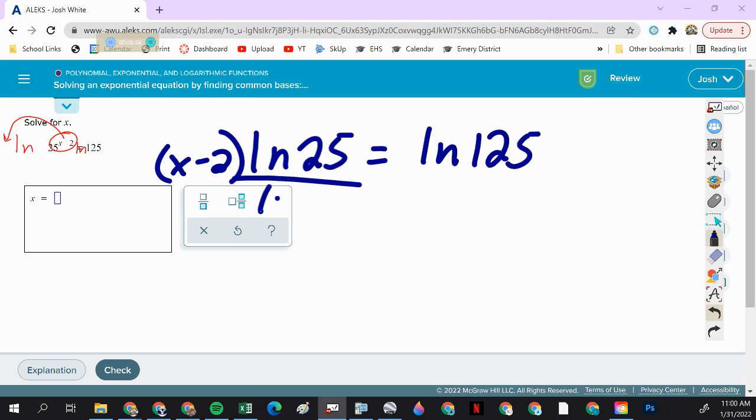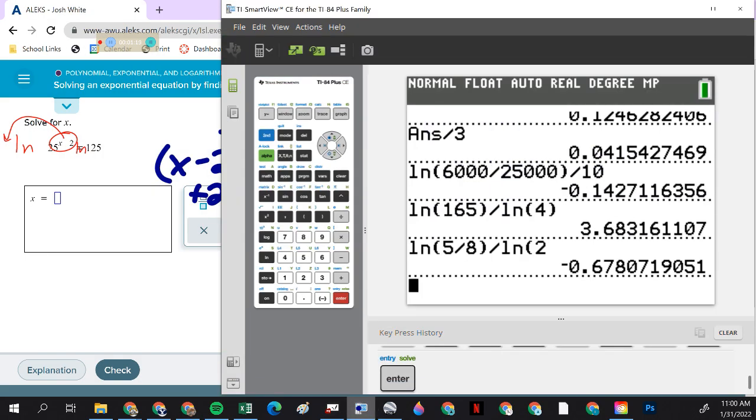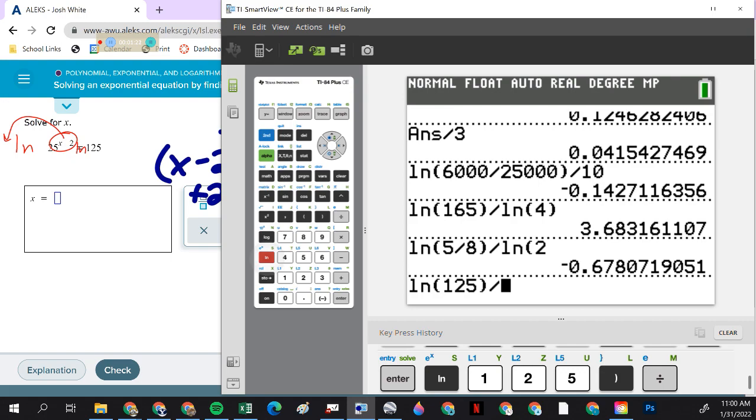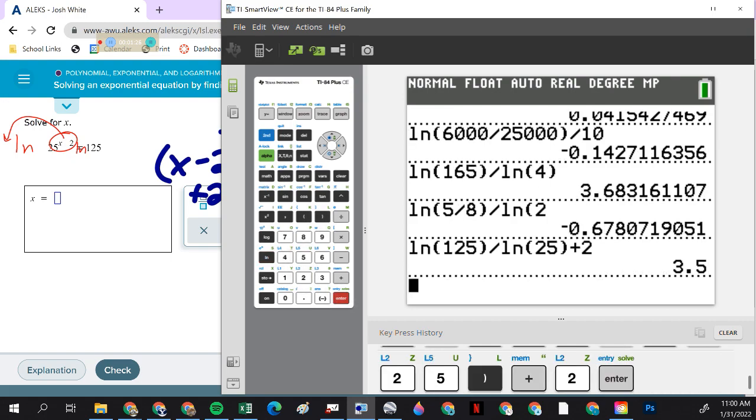Divide by the ln of 25. So now I have x minus 2 equals the ln of 125 divided by the ln of 25. And we add 2. So x is ln 125 over ln 25 plus 2. Let's pull up our calculator. ln of 125 divided by the ln of 25 plus 2, 3.5. Any questions on that?